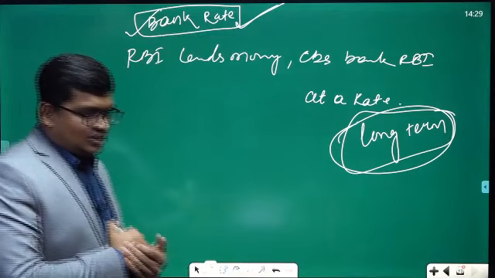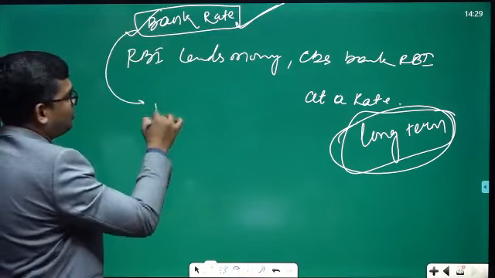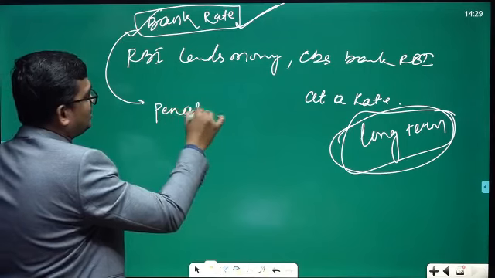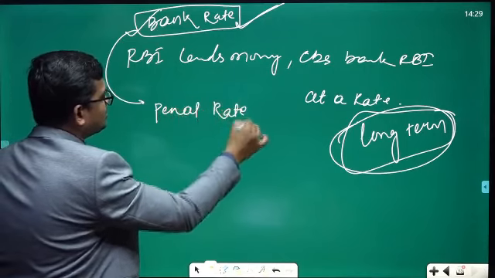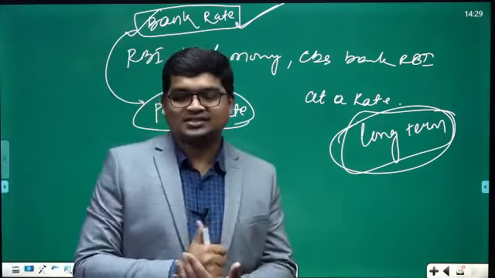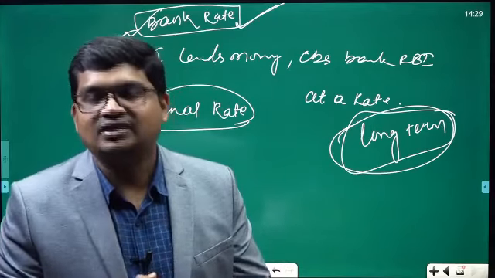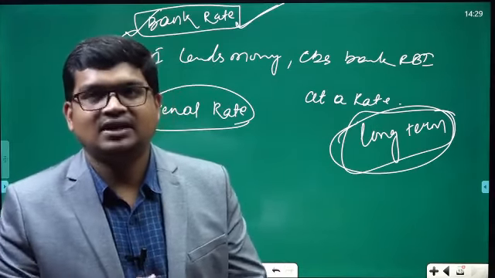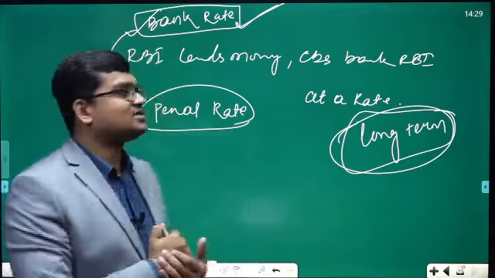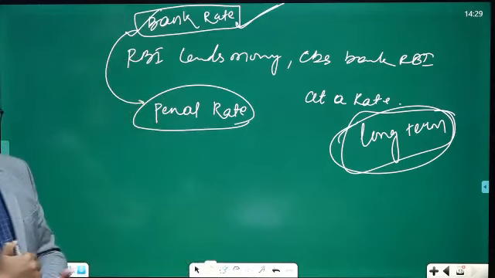Now, bank rate is used for the computation of penal rate. That means if RBI wants to collect some penalty from a particular bank, then RBI collects money from that bank under this particular rate.